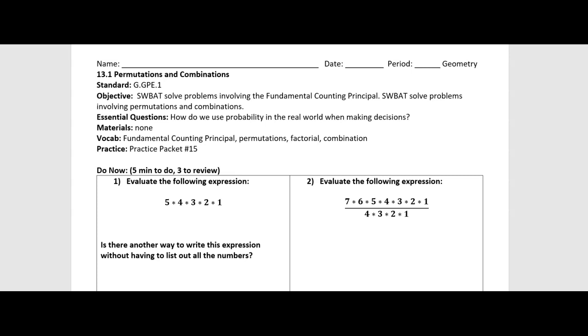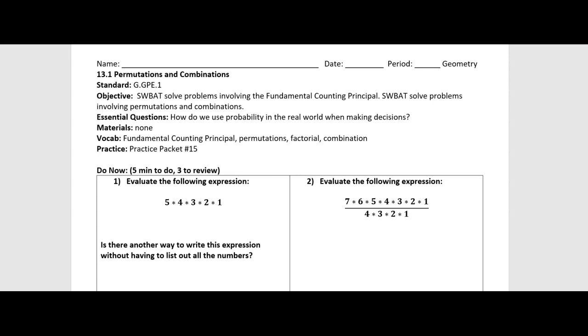Today we start our unit on probability, and we're going to start by talking about three main things actually. Two of them are in the title, one of them's not. But we're going to start with the fundamental counting principle, then we're going to look at permutations and combinations.